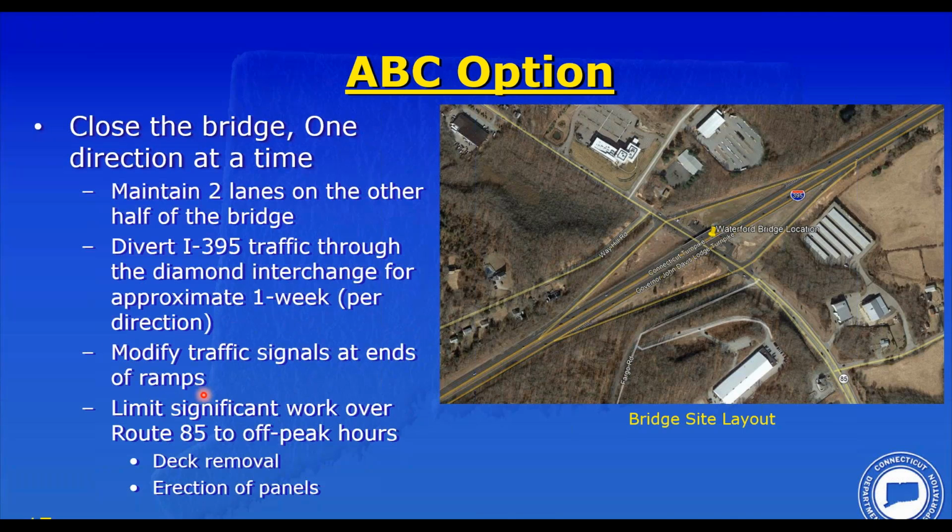One option was to modify traffic signals at the base and keep 85 open. Another option would be to close 85 and detour it. So those were 2 options as far as dealing with traffic downstairs. So the idea was that we might not have to detour traffic on 85 because for the most part, the impacts to Route 85 were not that significant since we were just doing a deck replacement.